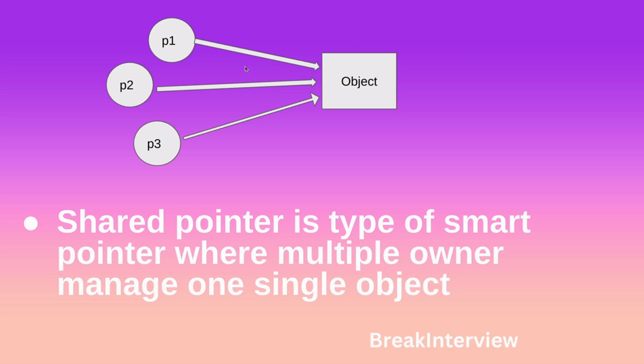You can see in the graphics that there are three smart pointers, which are basically shared pointers, pointing to the same object. So all three are managing the same object. In the background, it maintains a reference count, which is how many smart pointers are pointing to that object. Currently there are 3, so the reference count is 3.